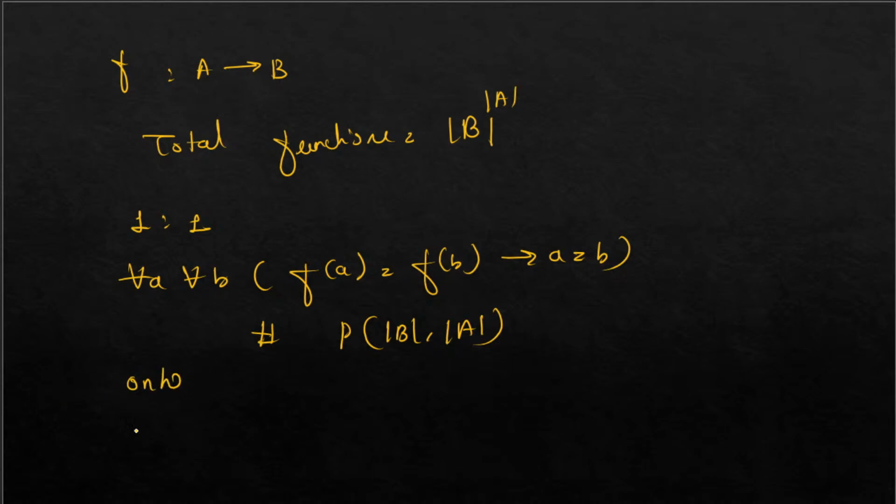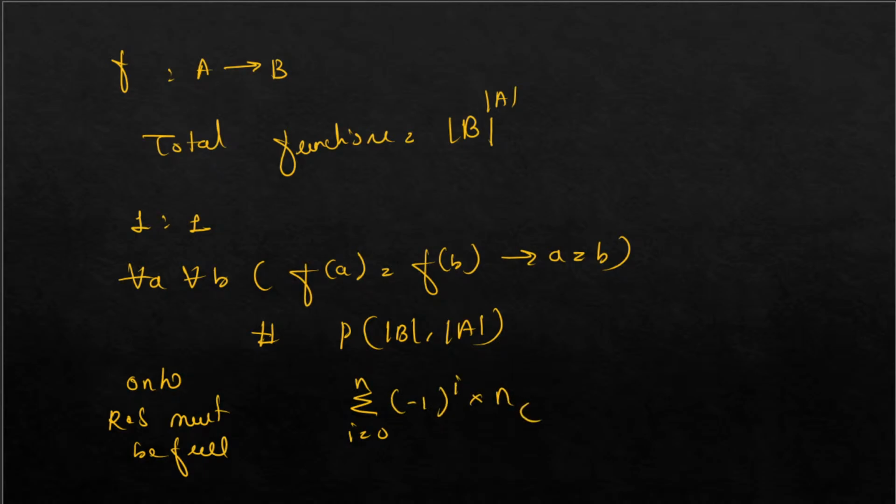Now on to the right hand side, which is the summation of i from 0 till n minus 1, i into nCi into (n minus i) to the power m. Okay, and if it is one-one and onto as well, then it's nothing but n factorial. Alright, so note this everyone.